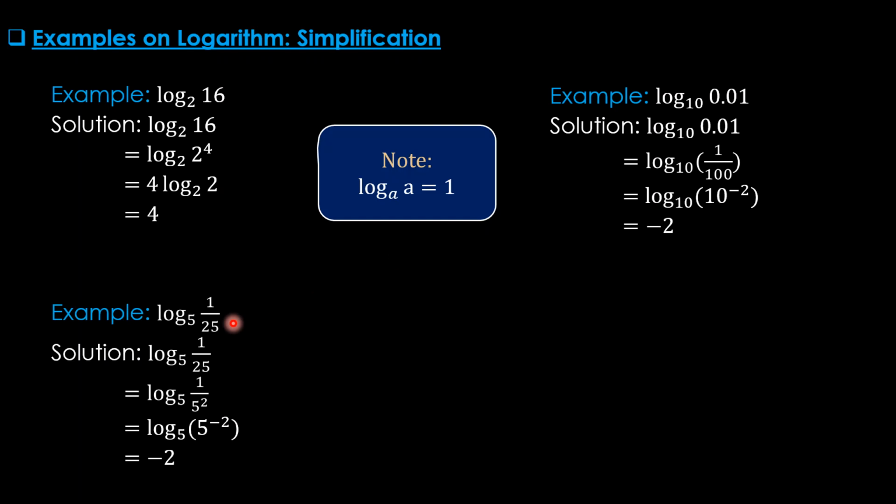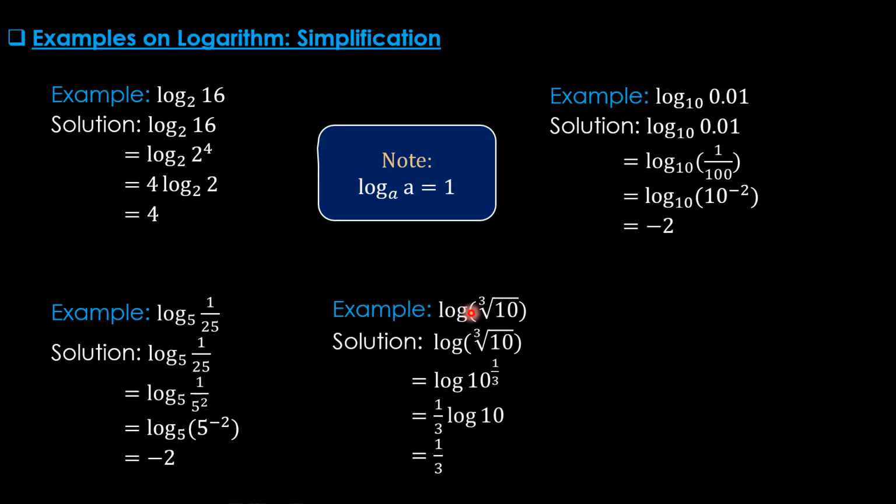Log 1 over 25 to the base 5. 1 over 25 means 1 over 5 squared, which is 5 to the power minus 2. That's why it is minus 2, very similar to the previous one. Log cube root of 10 means 10 to the power 1 over 3, so 1 over 3 comes to the left side. These are all exponent laws we are using here, and that exponent comes as the coefficient of the logarithm.